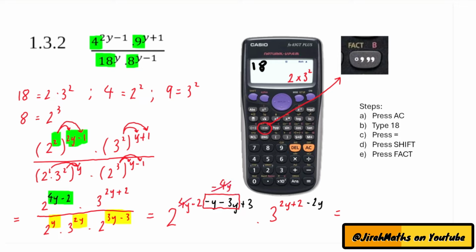That's going to cancel with 4y, and you'll just be left with 3 minus 2, which is 2 to the 1. 2y cancels with minus 2y, and so you'll just be left with 3 to the 2. And if you put that in your calculator, it's simply 2 times 9, which is 18, and we're done with this question. Let's move on to the next question.